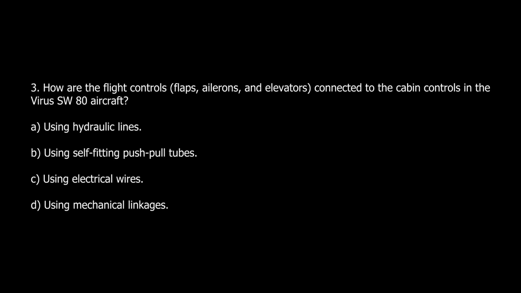Question number 3. How are the flight controls, flaps, ailerons, and elevators connected to the cabin controls in the Virus SW-80 aircraft? A. Using hydraulic lines. B. Using self-fitting push-pull tubes. C. Using electrical wires. D. Using mechanical linkages.